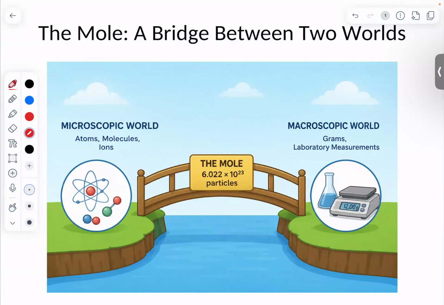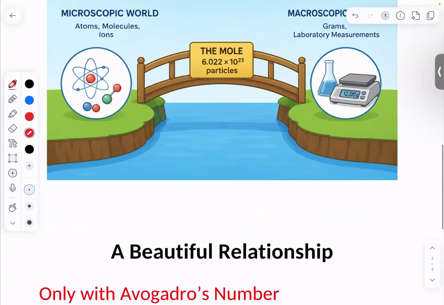The reason we use Avogadro's number is that multiplying the mass of a single atom by this number can give us a measurable amount of matter that we can actually see, weigh, and work with in the laboratory. Now the question is, we have so many large numbers. Why do we choose Avogadro's number? To answer this question, let's take a look at one beautiful relationship.